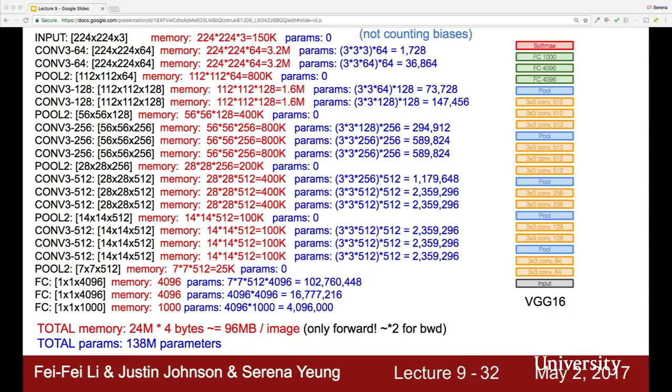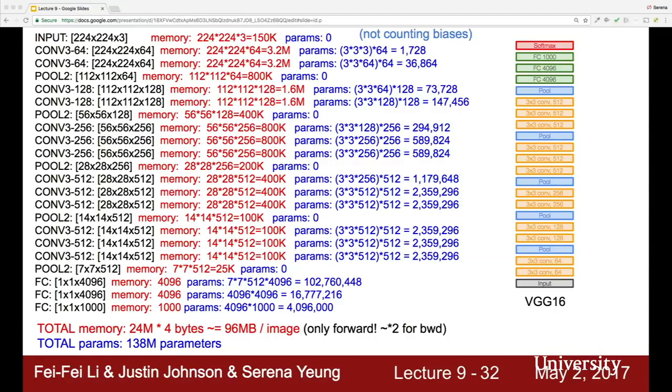And this is only for a forward pass, right? When you do a backward pass, you're going to have to store more. And so this is pretty heavy memory-wise, right? 100 megs per image. If you have 5 gigs of total memory, then you're only going to be able to go through about 50 of these.